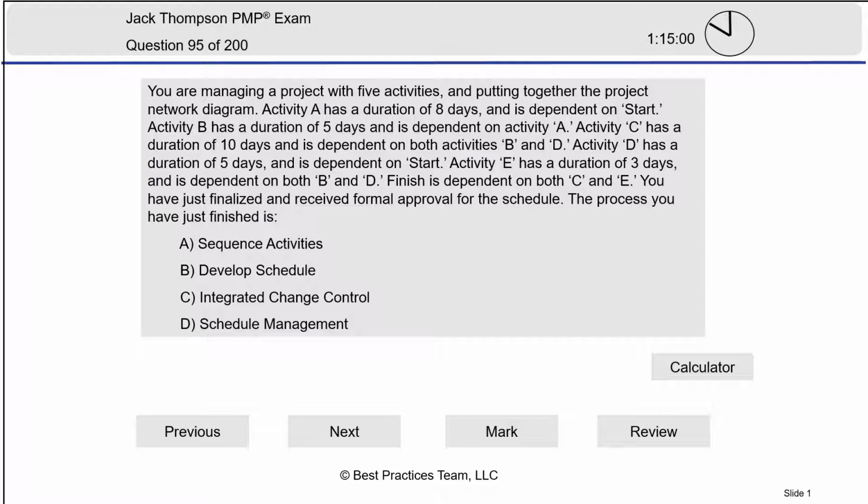So here's another type of question that you might get on the exam. So let's go through this one. You're managing a project with 5 activities, and you're putting together the project network diagram.